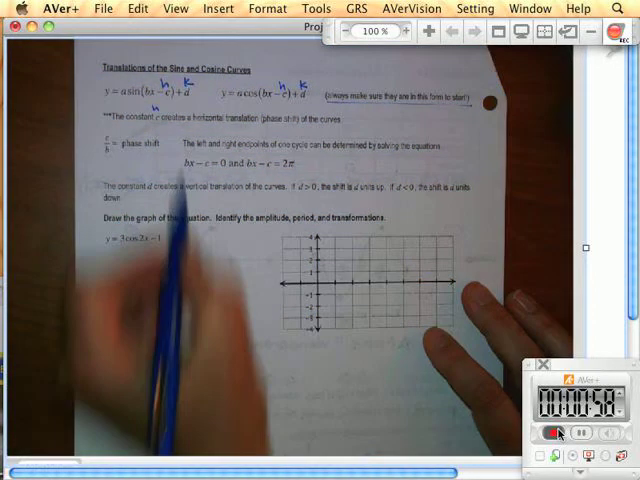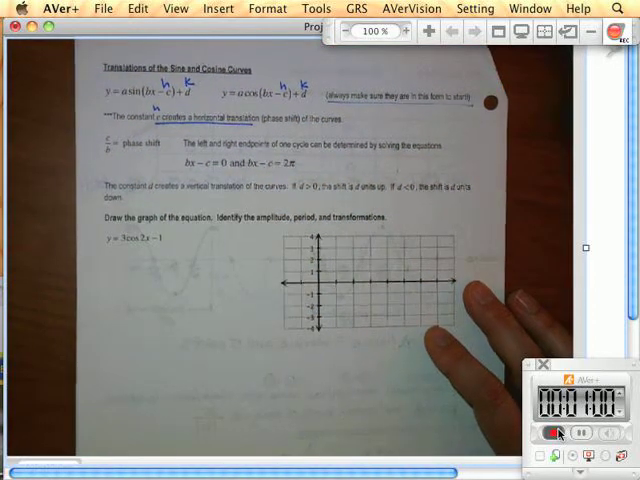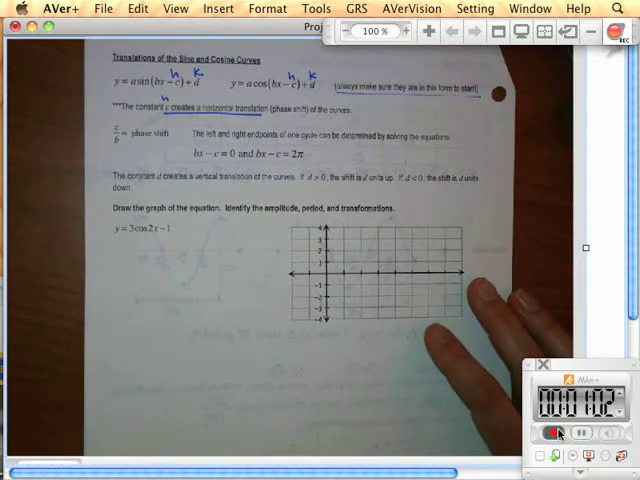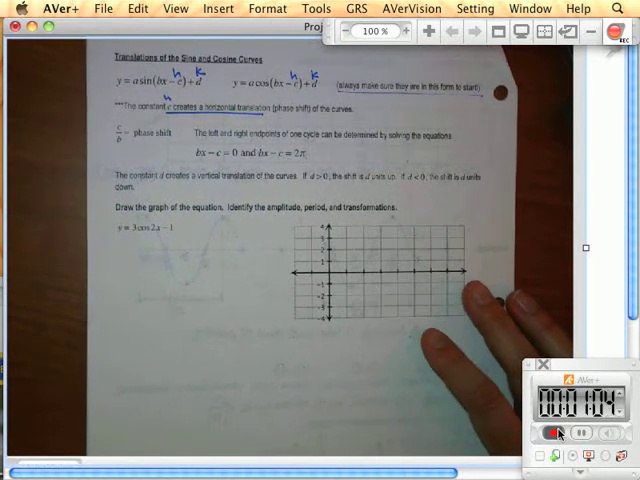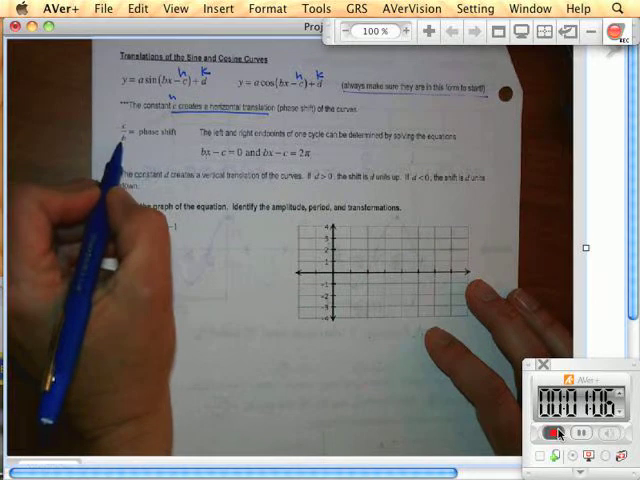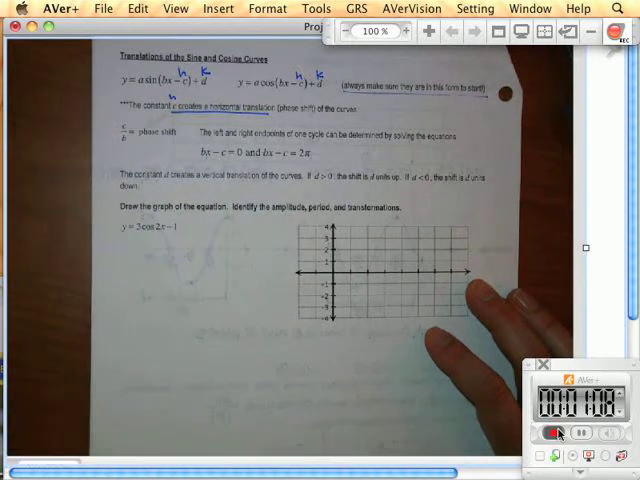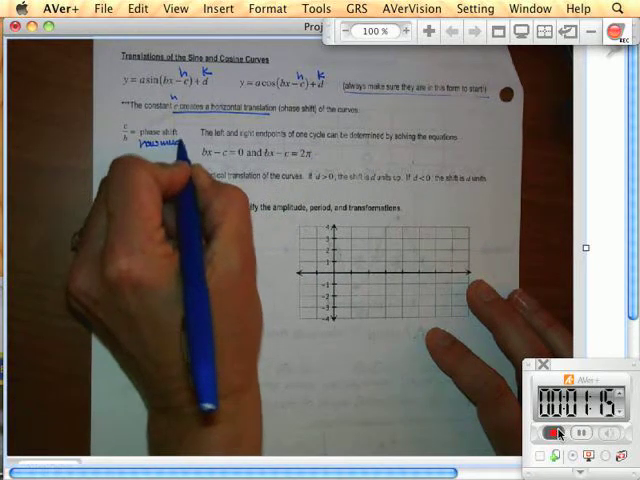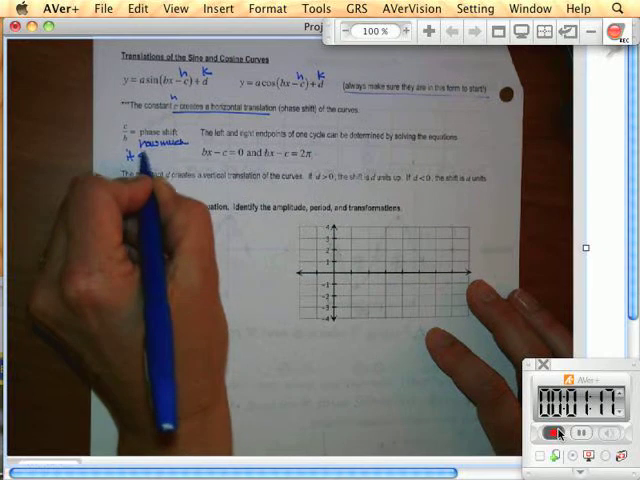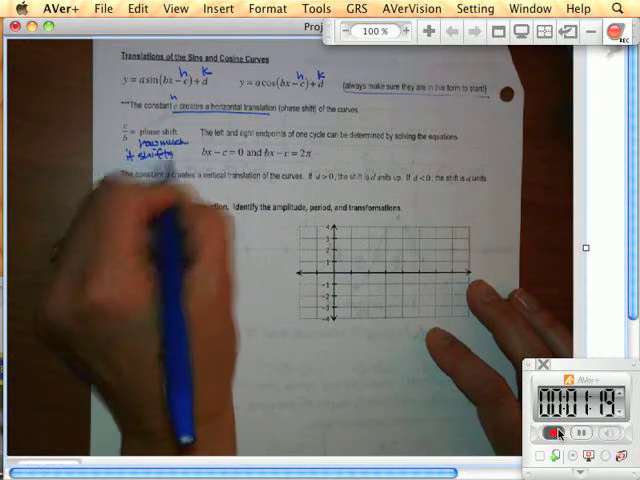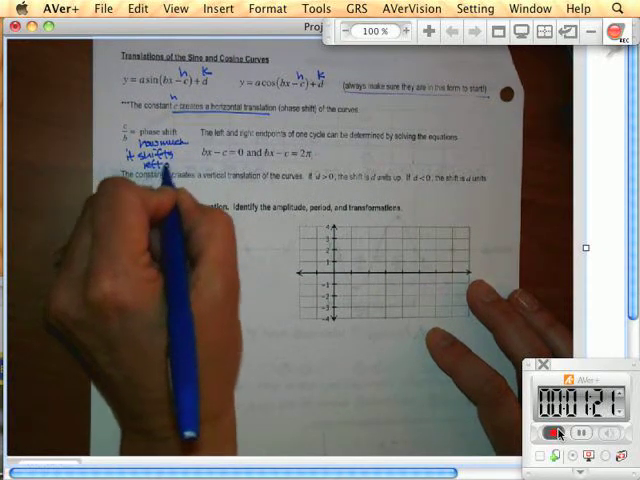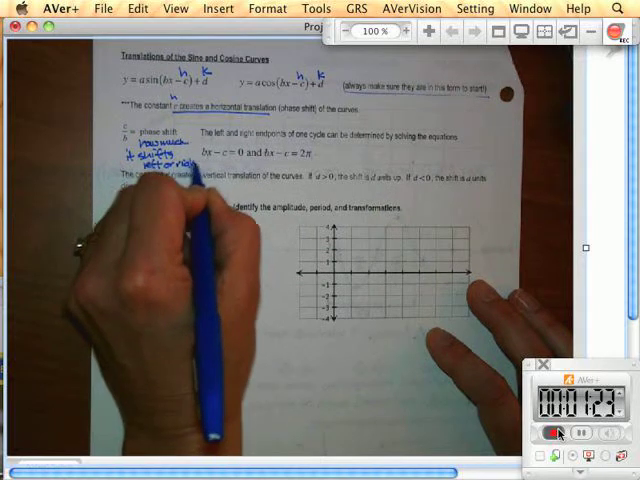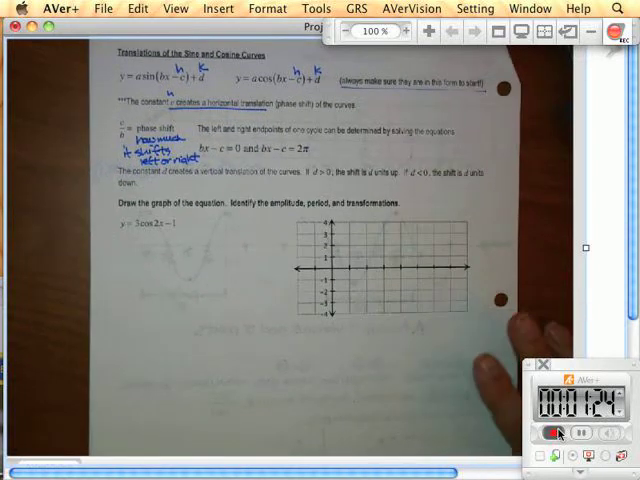Okay, C creates a horizontal translation. And you find out what that is by doing C divided by B. And we'll practice it, so don't worry. That gives you the actual phase shift, how much it shifts left or right.